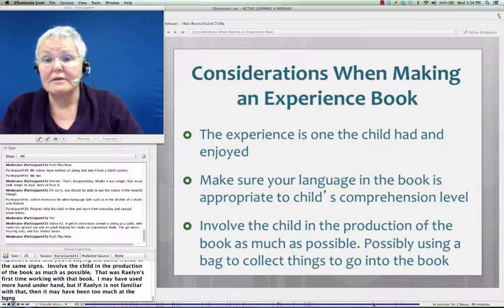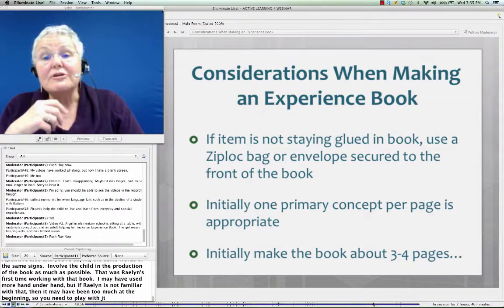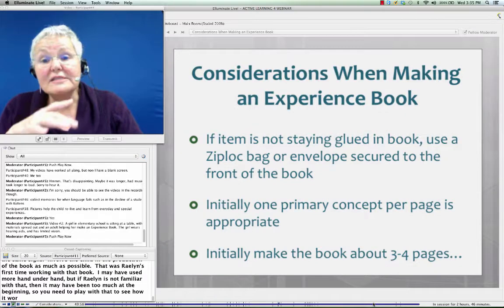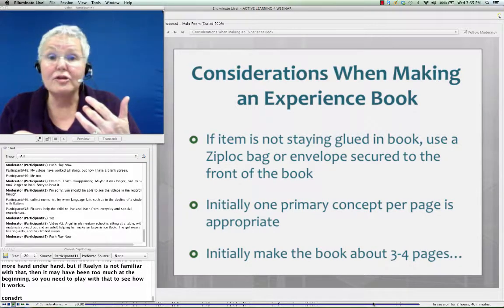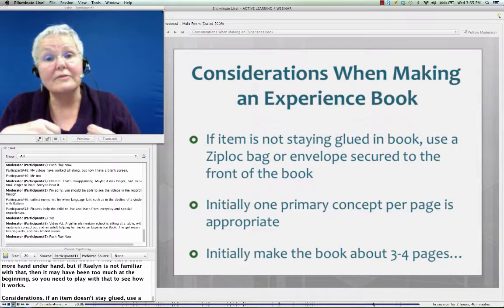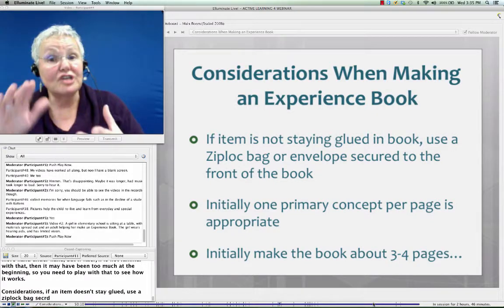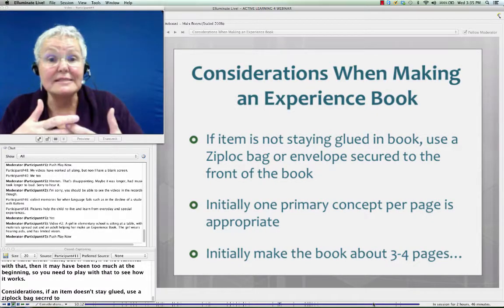Considerations. Also, if an item is not staying glued in the book, which often is the case, use a Ziploc bag or an envelope secured to the front of the book that has the items in it. So when you get to that page, the child can bring the item that relates to that page.